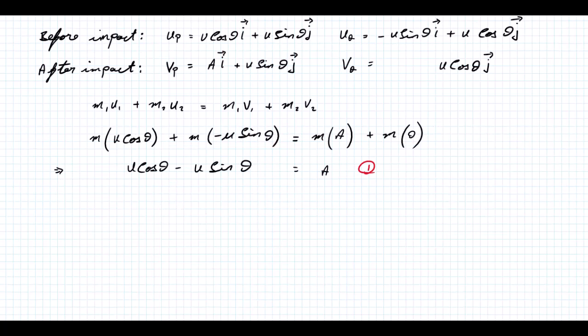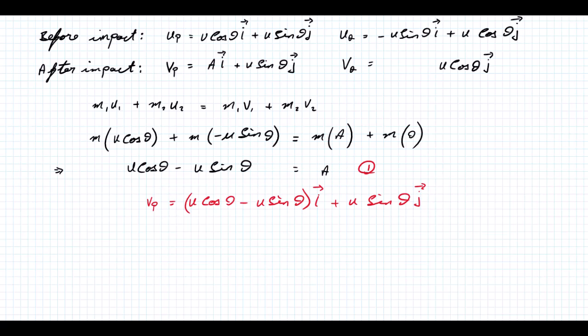So really in this case, the velocity after impact for P is just going to be u cos theta minus u sine theta I plus u sine theta j. That's the velocity after impact for P.